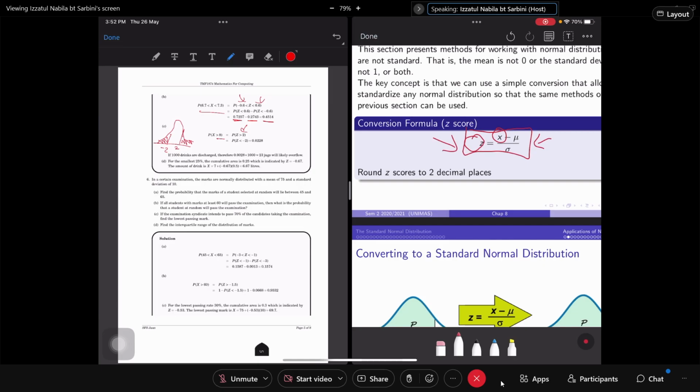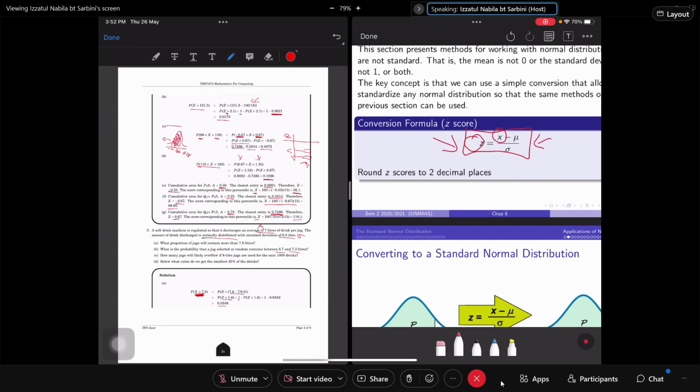Same, both sides. So you can just refer to the negative point, z less than negative 2 from the table. So the area will be the same, so the probability will be the same. So it is equal to 0.0228. So if 1,000 drinks are discharged, you want to calculate from the 1,000 drinks, so times with the probability, and you will get 23 jugs will likely overflow. Okay, that is for C.